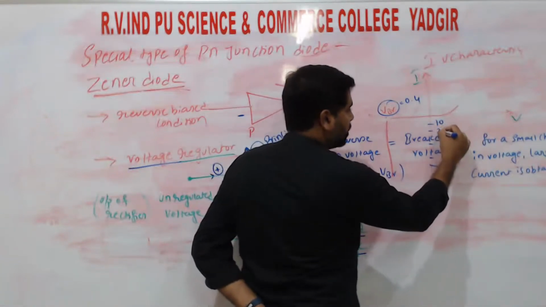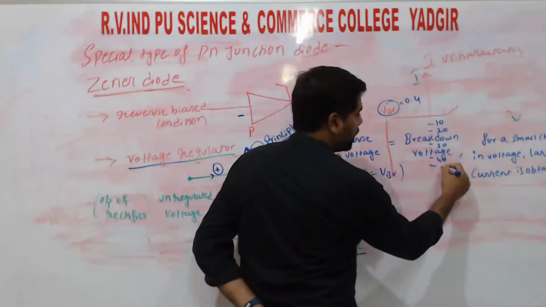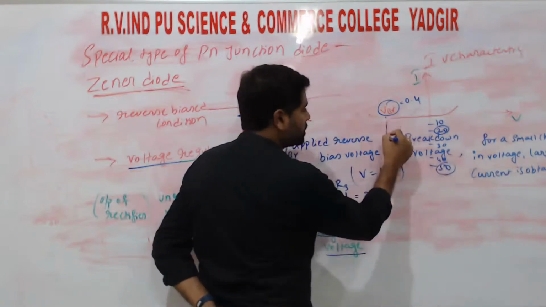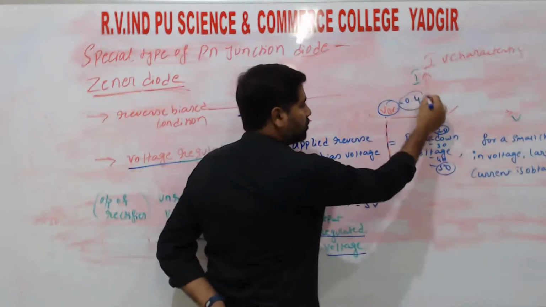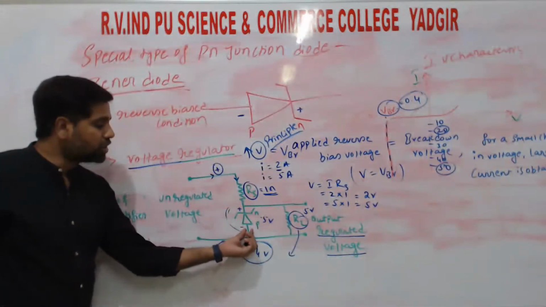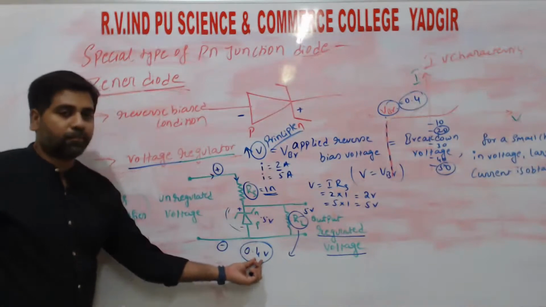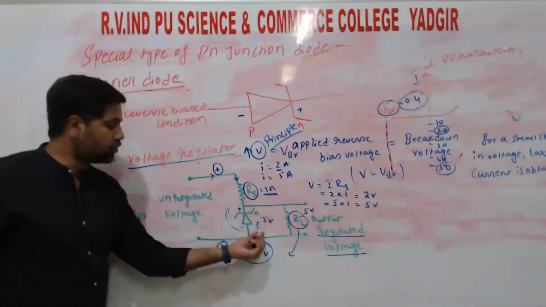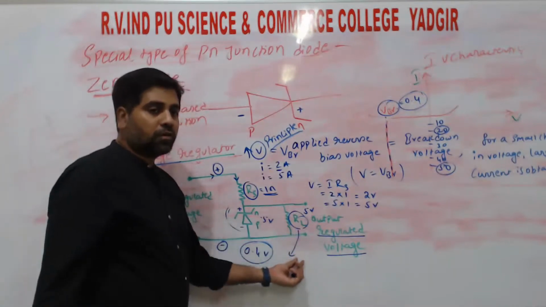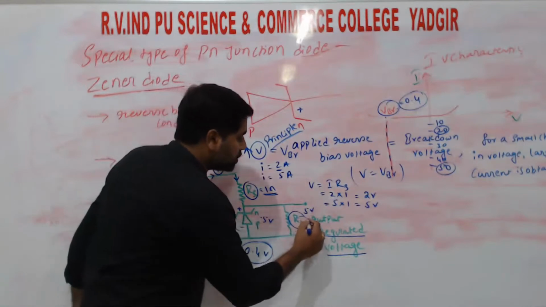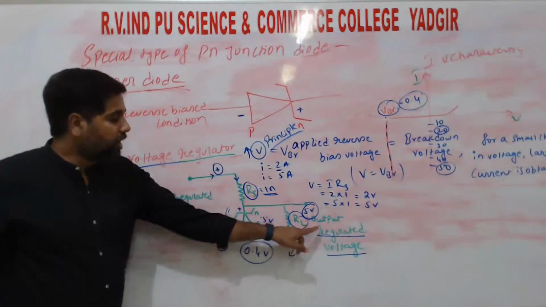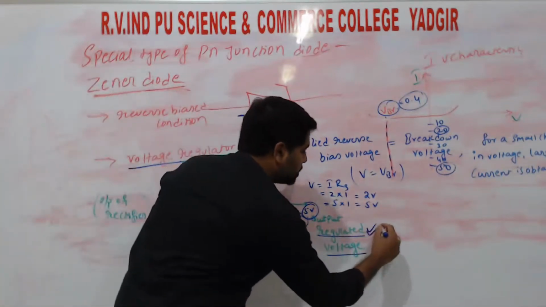So here it is 10 ampere, 20, 30, 40, 50, right? So if we increase this current from 20 to 50, is there any change in the breakdown voltage? No, there is no change in the breakdown voltage. That means as we increase the current, the voltage across this diode remains the same. So as the voltage across this diode is the same, the voltage across this load resistance is also the same. That means we are getting a constant voltage across the output. That means we are getting the regulated voltage, right?